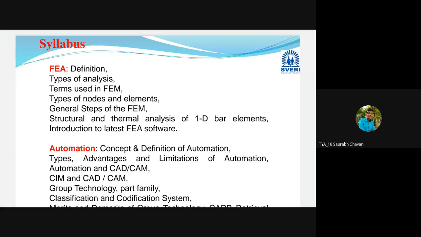The general steps: what are the steps of FEM, and how to solve the problem. Structural and thermal analysis of a 1D bar element. One problem is based on structural analysis and thermal analysis also. And an introduction to the latest FEA software. Different FEA softwares are used.